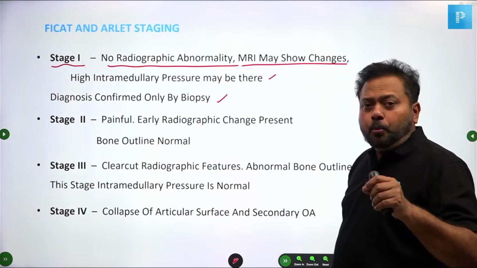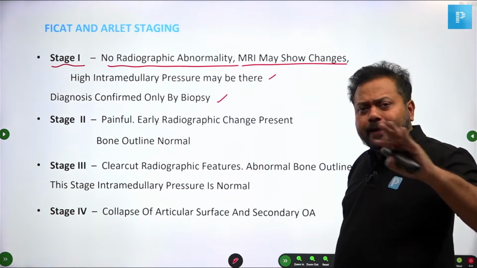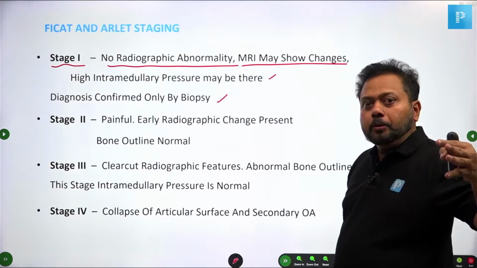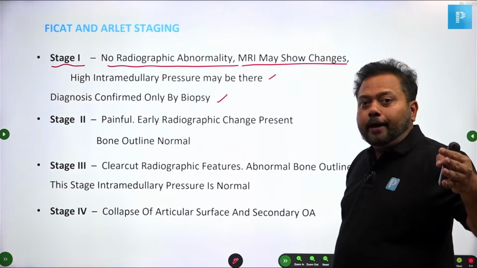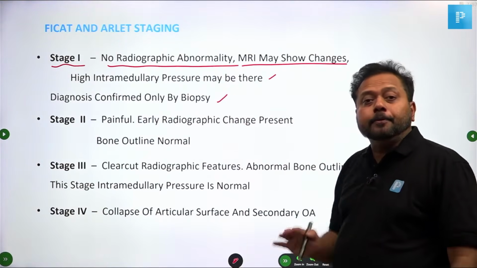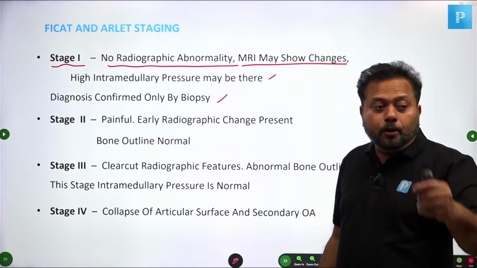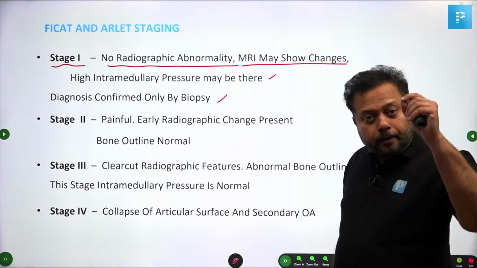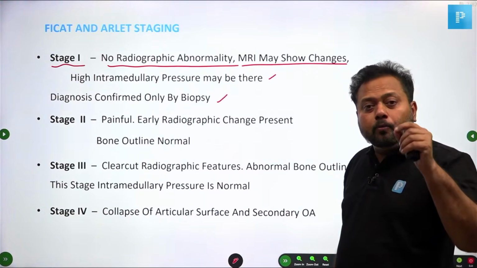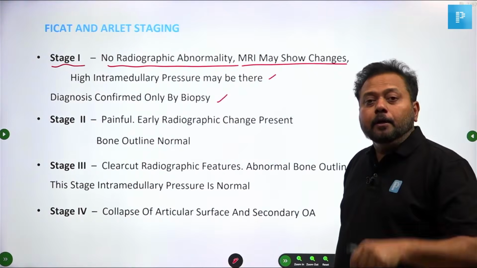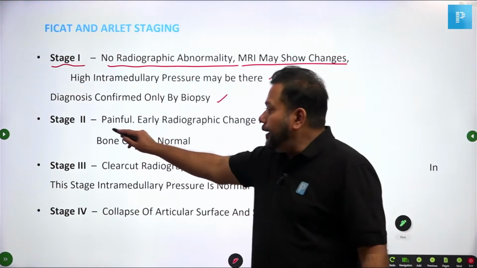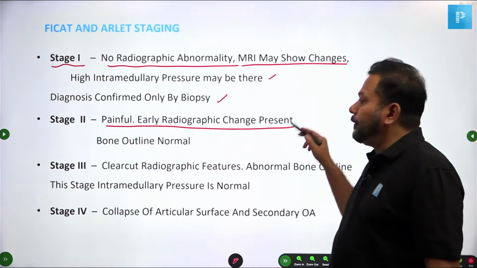So in stage 1, X-ray will not show anything, MRI may show, it's not sure. So it's only clinical suspicion. Confirmation is only by biopsy. Normally we won't do it. You are already suspecting some avascular necrosis in the bone, and when you want to do a biopsy, you have to poke with a needle. Usually we won't do it. Stage 2: very painful, early radiographic changes.